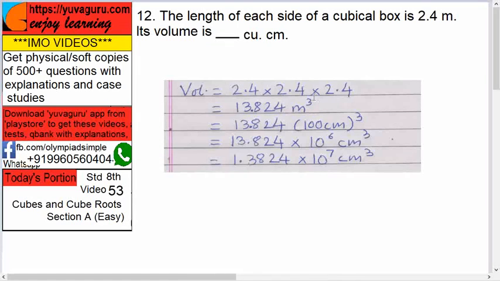But do you want it in meter cube? You want it in centimeter cube actually. So keep it as it is, 13.824 into what is 1 meter in centimeters.